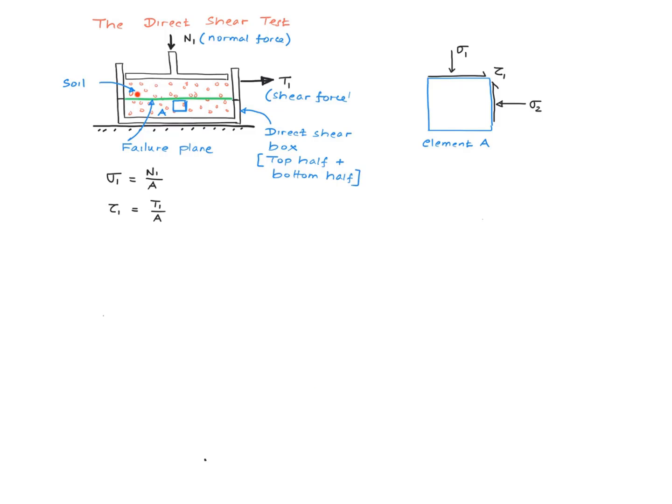So what you do is you fill this with soil, apply a normal force N1, and then pull the top half relative to the bottom half in the horizontal direction. When you do, you're forcing the soil to fail along a horizontal plane like shown here. If I take a little differential element around the failure plane and draw the stresses on that plane, you get something like this. So this horizontal plane represents the failure plane.